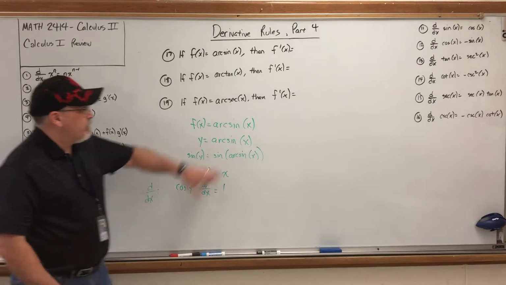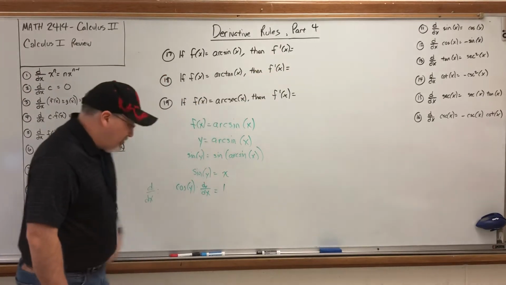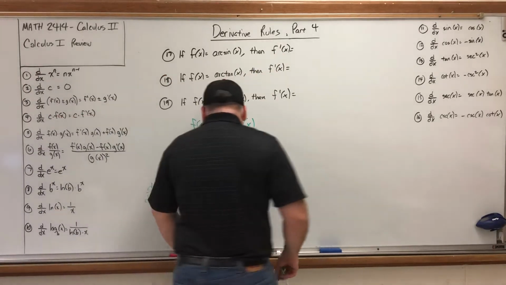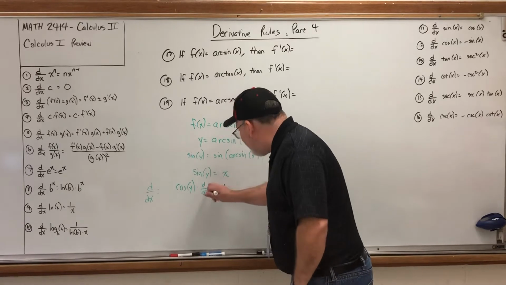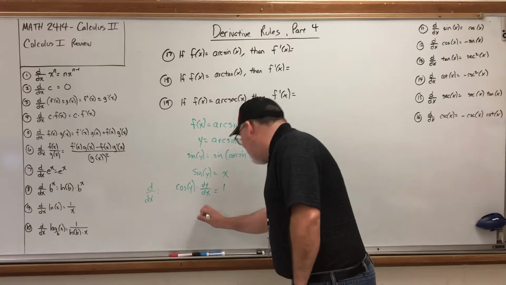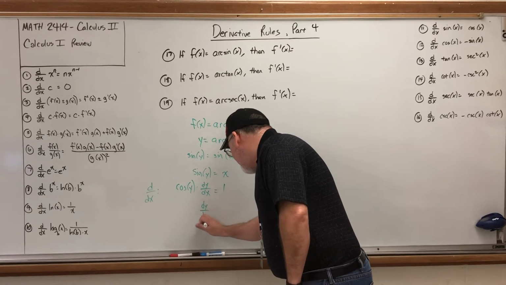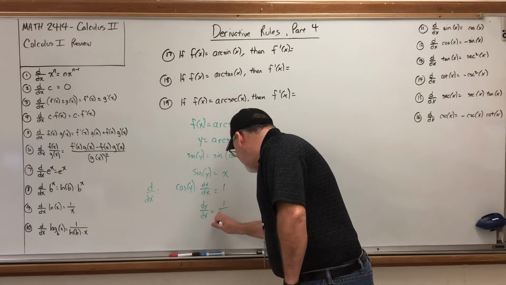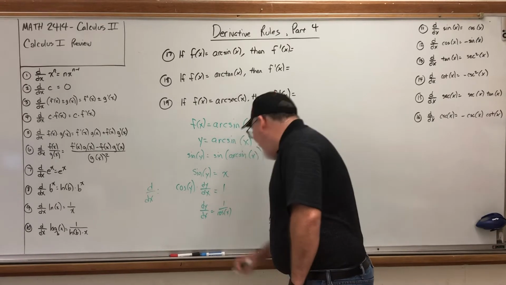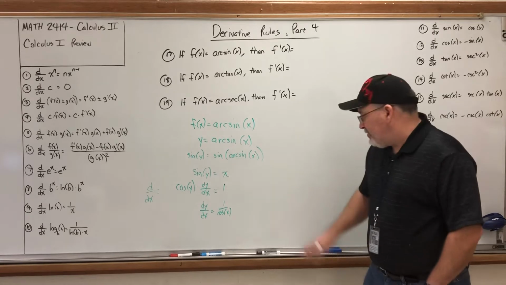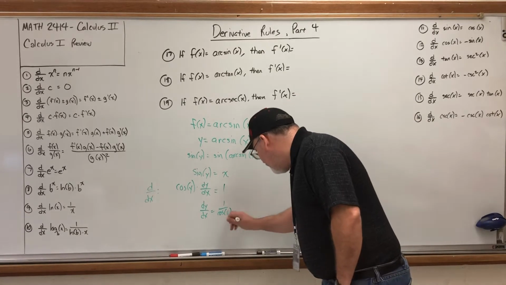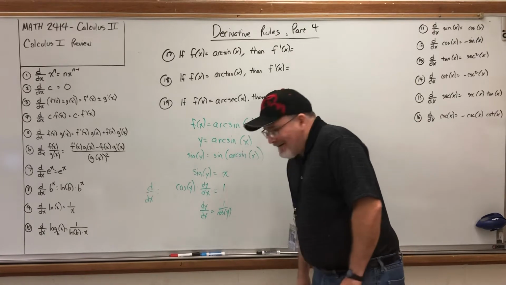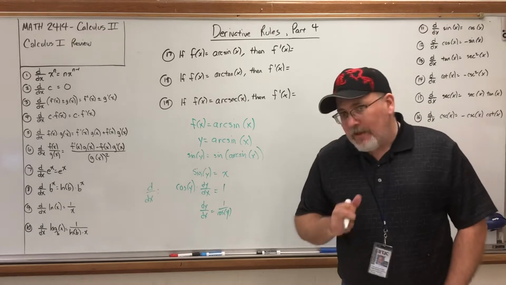What is dy/dx, which is just another name for f prime of x here. Well, we've got an equation involving dy/dx, and now we just have to solve for it by dividing both sides by cosine. So dy/dx is equal to 1 over cosine of y. Now, I could call that secant of y, but that's not my biggest problem.